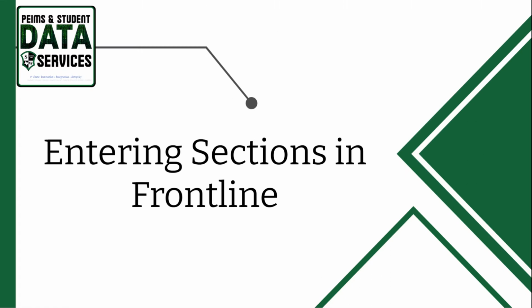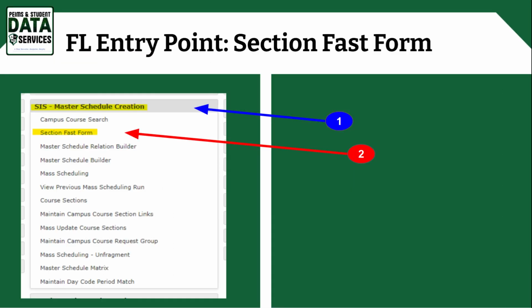Once you have a list of teachers with their conference periods, the courses they will teach, the number of sections they will need, relationships that need to be built between specific courses, and any special requests, you're ready to start entering the data into Frontline. You will use the Frontline entry point called Section Fast Form.